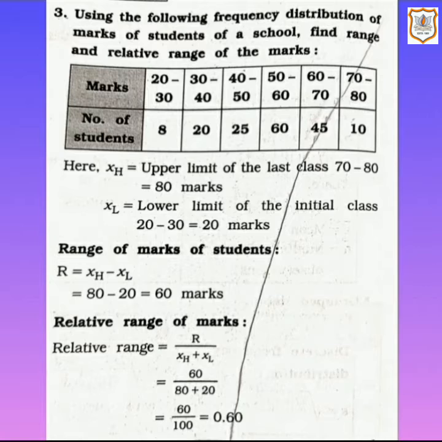Now let's read sum number 3. Using the following frequency distribution of marks of students of a school, find range and relative range of the marks. So here relative range means coefficient of range we have to find in this sum. Here marks is given, number of student is given. You can see the data is given. It's a continuous frequency distribution sum.